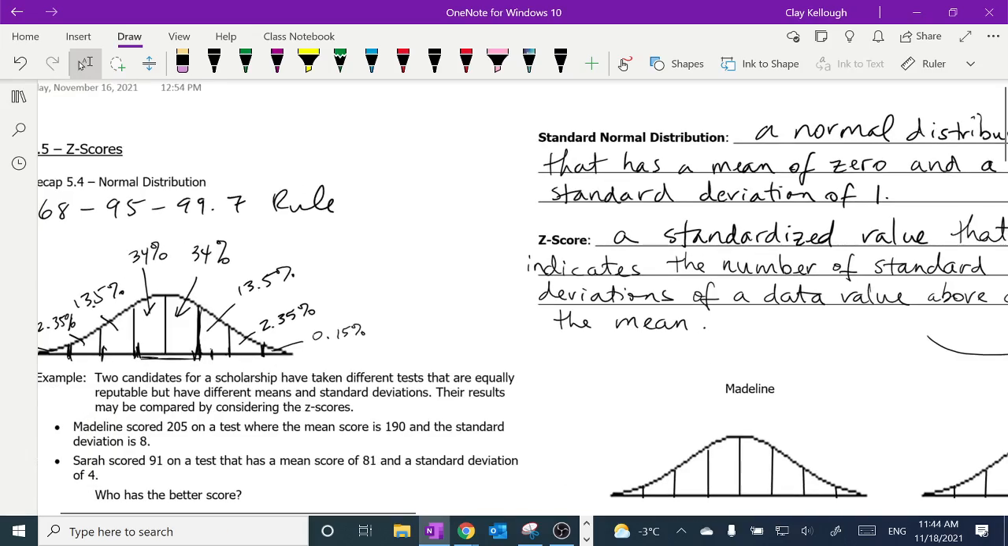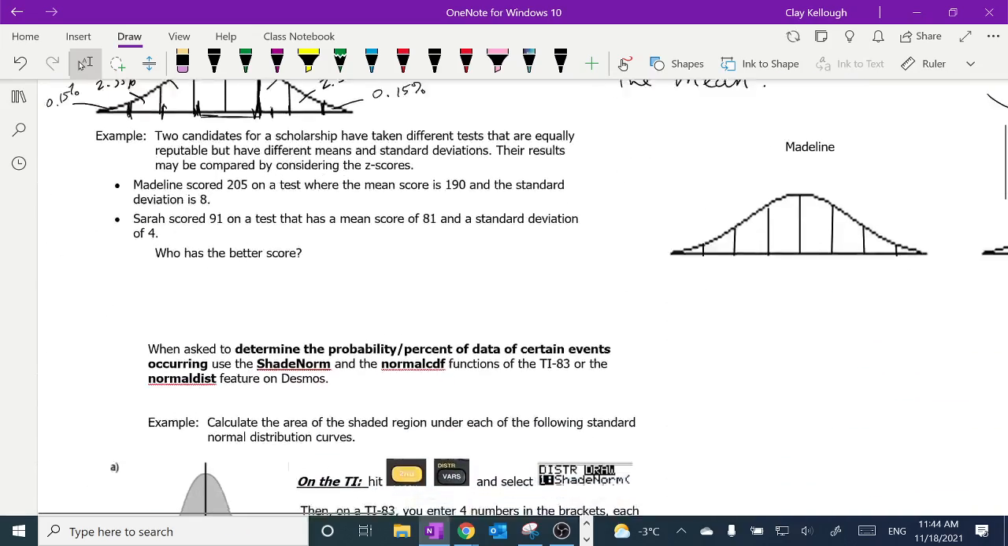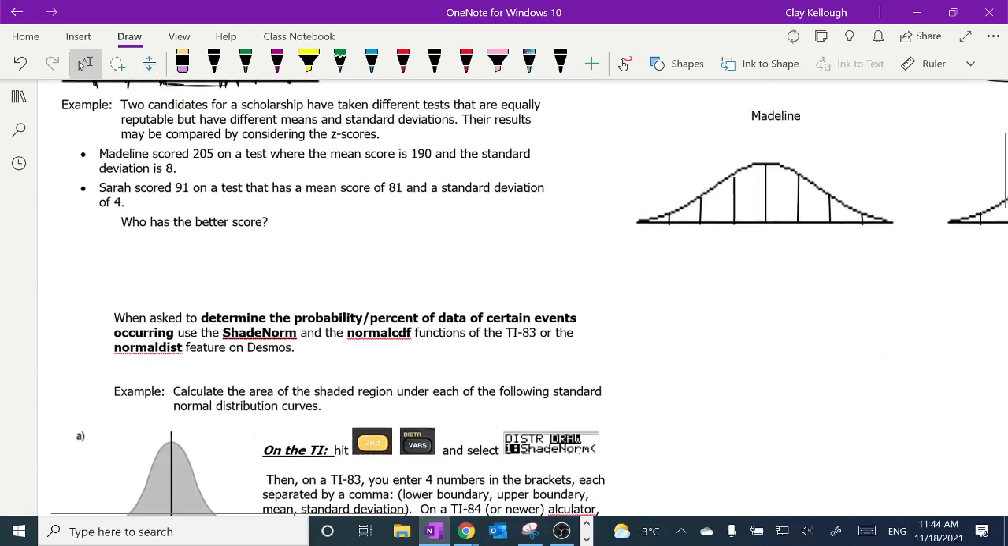Okay, let's look at this example. This is the kind of thing we use statistics for all the time. Two candidates for a scholarship have taken different tests that are equally reputable, but they have different means and different standard deviations. Their results may be compared by considering the z-scores. Madeline scored 205 on a test where the mean was 190 and the standard deviation was 8. Sarah scored 91 on a test that has a mean score of 81 and a standard deviation of 4. Who has the better score?